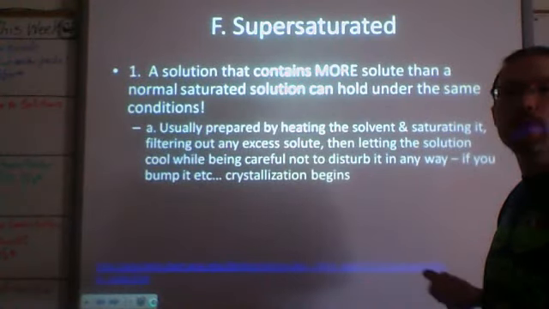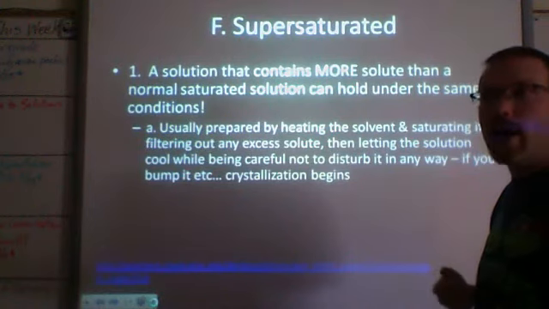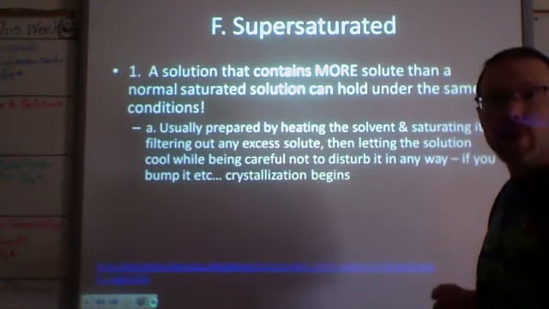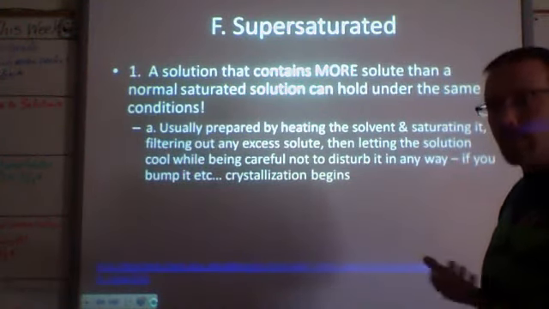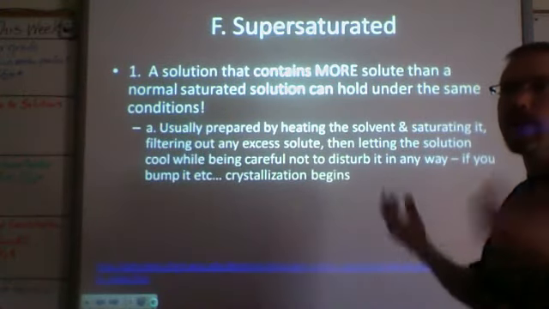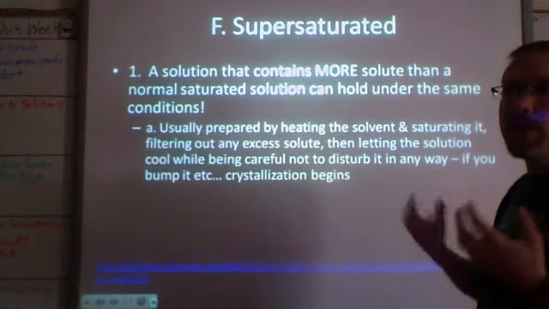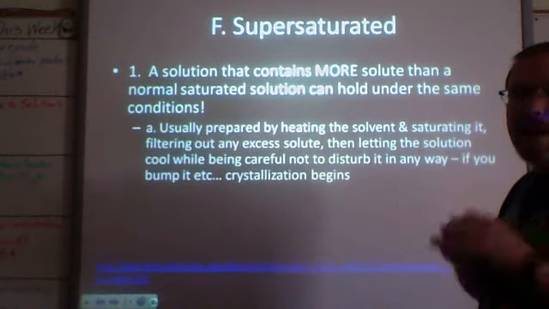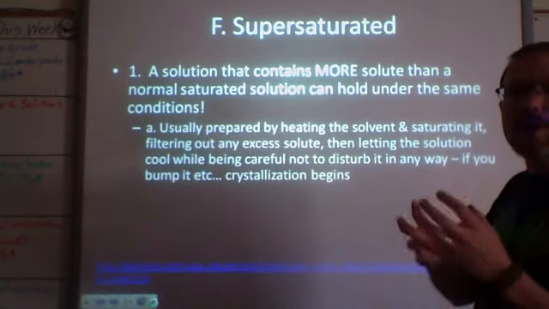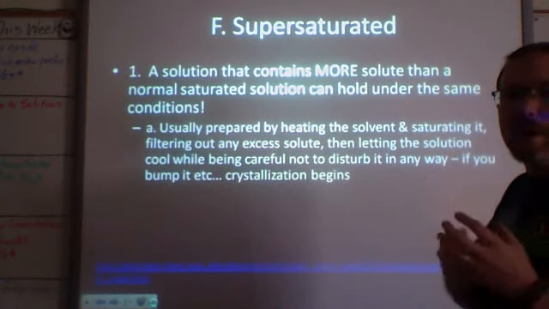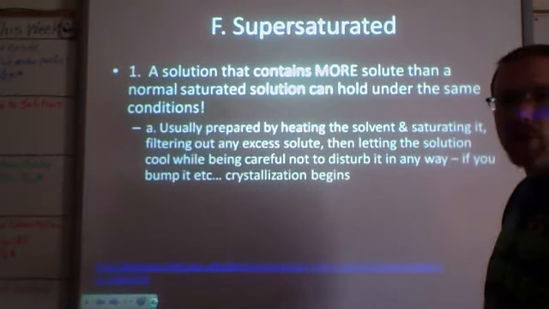Some examples of supersaturated solutions in nature. Honey is a supersaturated sugar solution made by bees. They dissolve all this stuff in there and then they dehydrate it by heating it up with their bodies and getting rid of that extra moisture. It concentrates it down into a very, very thick, very supersaturated sugar solution.